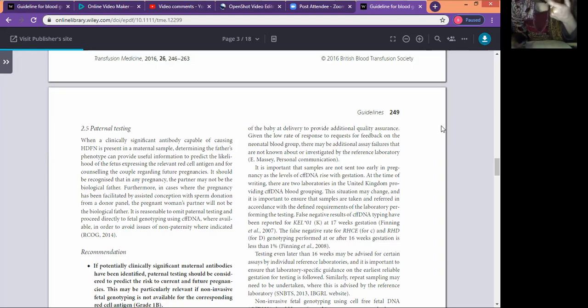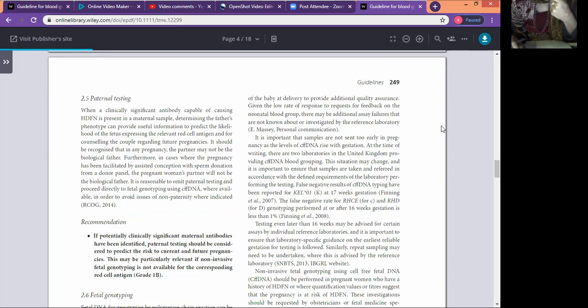These guidelines have mentioned that paternal testing should be considered to predict the risk to current and future pregnancies. This is now more relevant with fetal genotyping being available using cell-free fetal DNA, so we may even avoid paternal antibody testing. But they have mentioned that if potentially clinically significant maternal antibodies have been identified, paternal testing should be considered to predict the risk to current and future pregnancies.